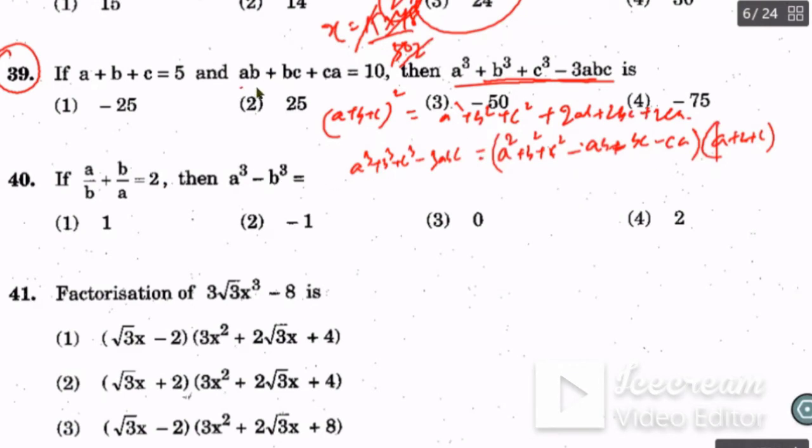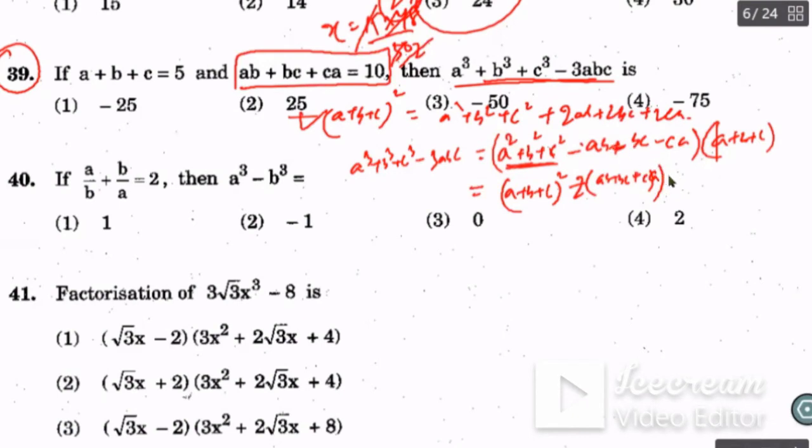You have given ab plus bc plus ca is equal to 10 and a plus b plus c is equal to 5. For a square plus b square plus c square, you don't have any value, so you have to convert it by this formula. You can convert it into a plus b plus c whole square minus 2ab plus 2bc plus 2ca. So minus 2 you can take common, ab plus bc plus ca.